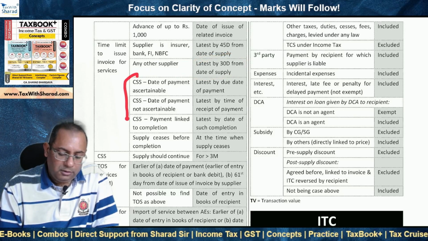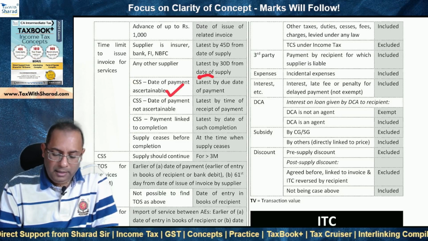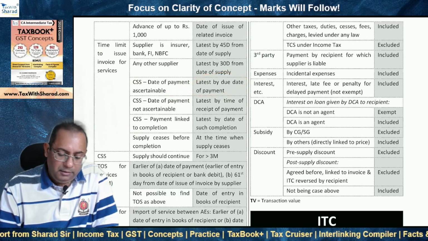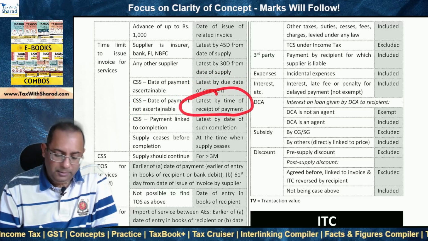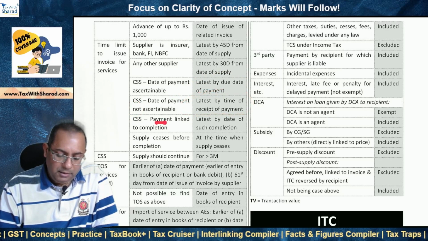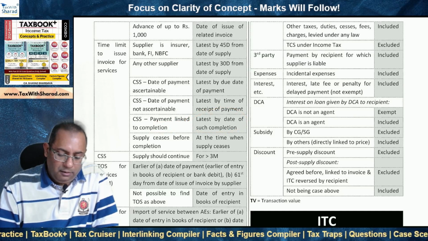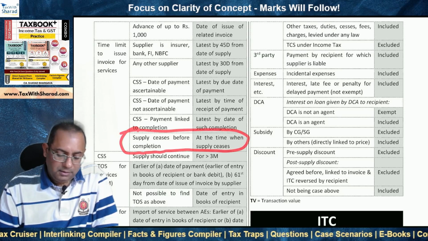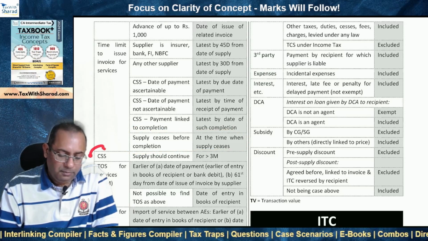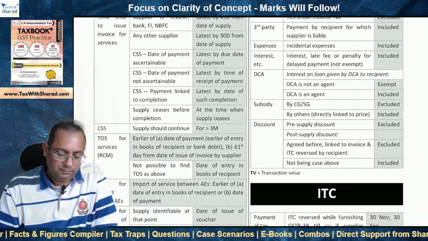In case of continuous supply of services, where the date of payment is ascertainable, latest by the due date of payment. Where the date of payment is not ascertainable, latest by the time of receipt of payment. In case payment is linked to the completion, then latest by the date of such completion, where the supply ceases before completion, at the time when the supply ceases. For continuous supply of services, the supply should continue for more than 3 months period.